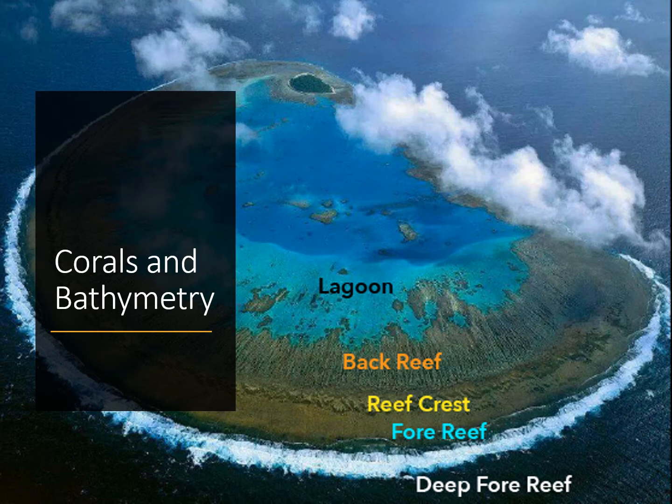Adjacent to the back reef is the reef crest, where abundant corals live and grow, followed by the fore reef, which receives the onslaught of the wave activity and comprises hardy corals that can stand the pounding waves, and which slope down to the deep fore reef, where talus and plated corals thrive in the reduced light.